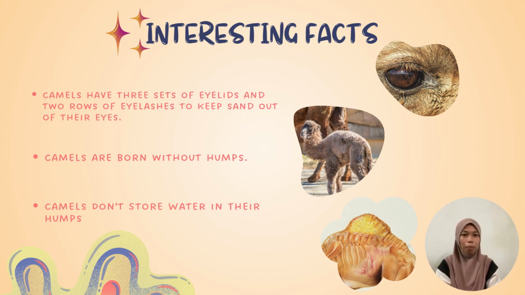Next, camels are born without humps. Calves are typically born with a loose fold of skin where the humps will eventually form, but not fully develop until the camels grow. Lastly, as commonly believed, the camel's humps are filled with water, but in fact they are not. The humps on a camel's back are not actually filled with water, but instead they store fat, which provides them energy when food is limited.